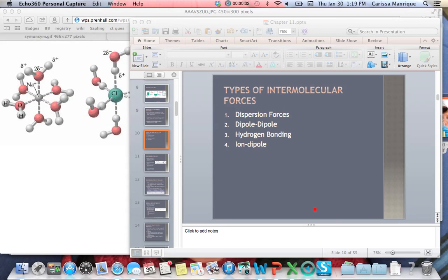I'd like to go over what exactly intermolecular forces are. There are dispersion forces, dipole-dipole, hydrogen bonding, and ion-dipole. Know that, again, these are the glue that holds everything together. So what makes a solid a solid? Why is it held together, whereas gases are very spread out and the molecules are not very close together? It's the attraction of molecules to other molecules.